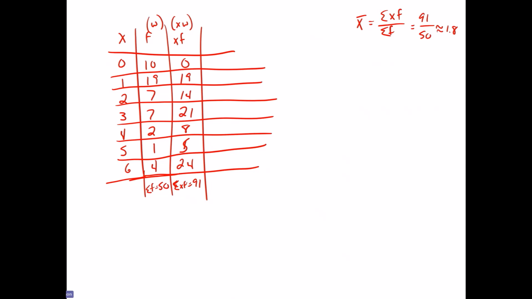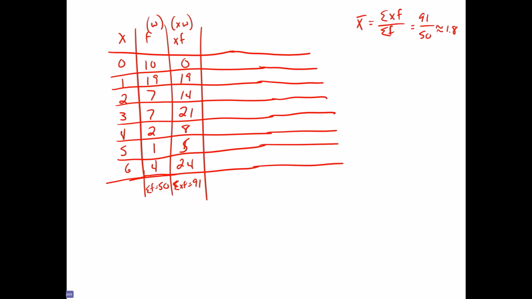Now we get into that standard deviation routine, right? We're going to do the same process that we would normally do for standard deviation. So if we're normally finding standard deviation, what are we going to do? We subtract the mean from the data value. So X minus X bar, right? Here that's going to be 0 minus 1.8, 1 minus 1.8, and all the way down. So 0 minus 1.8 gives us negative 1.8. 1 minus 1.8 gives us negative 0.8.